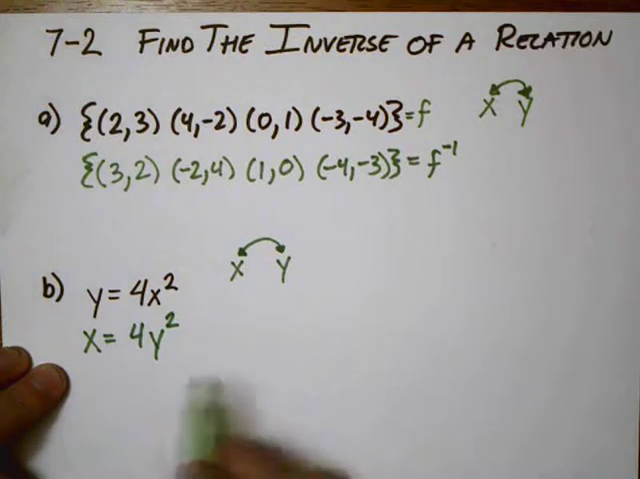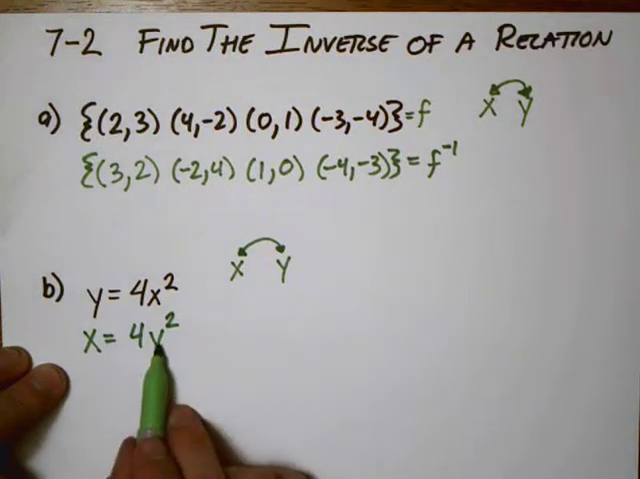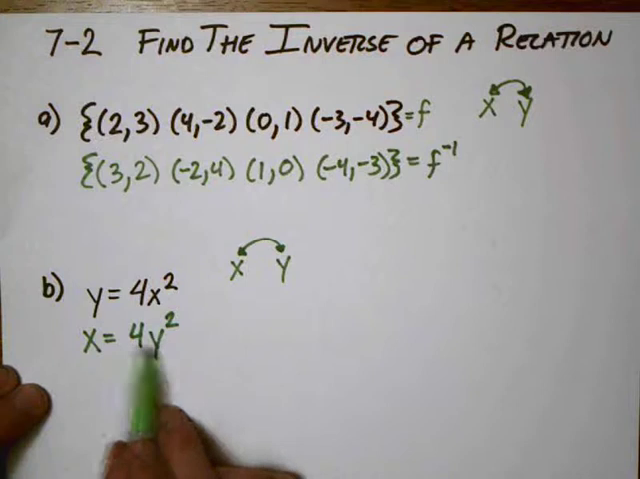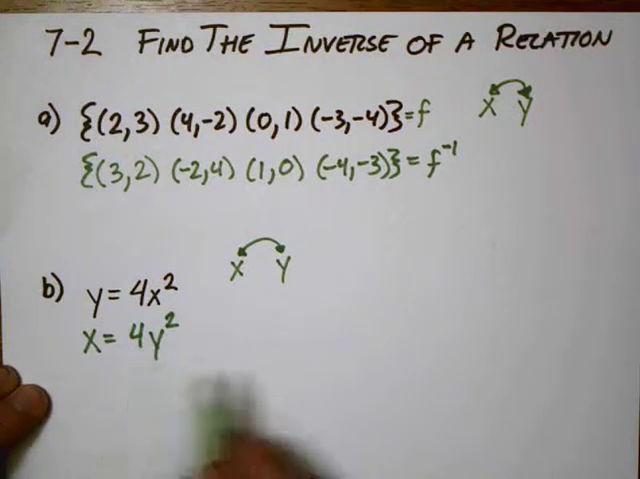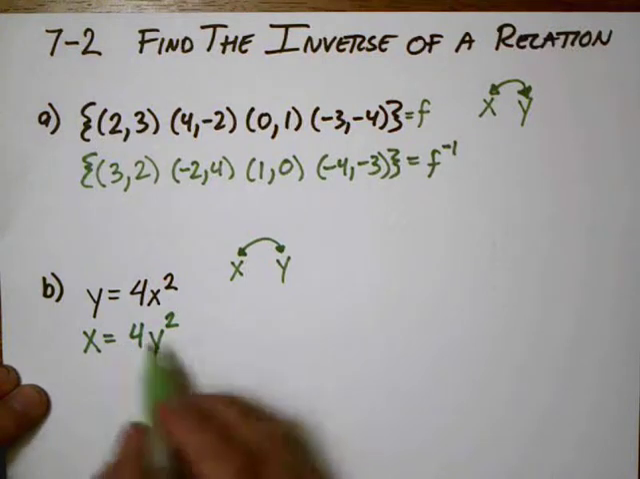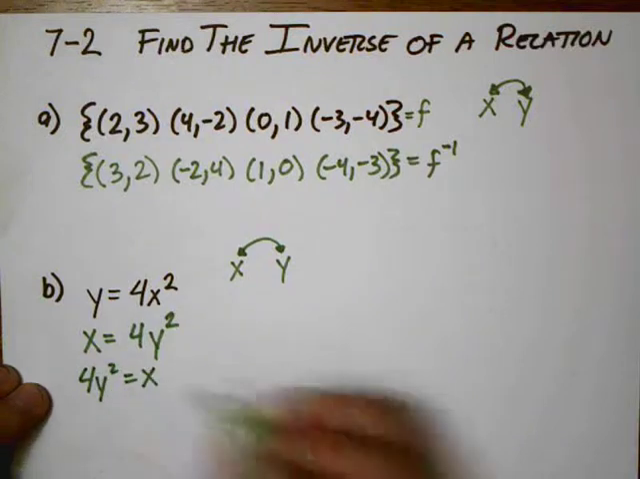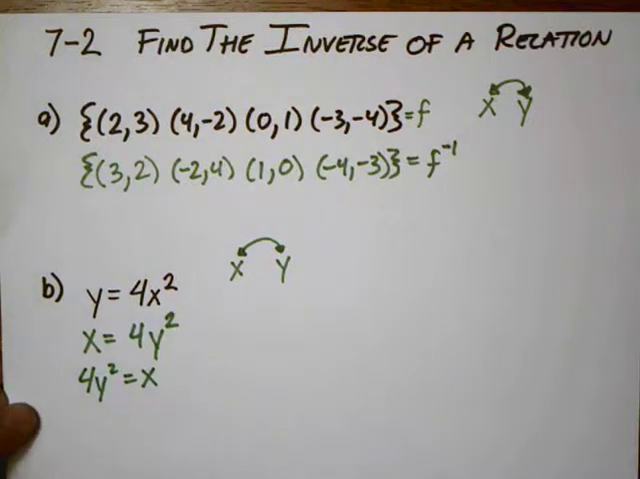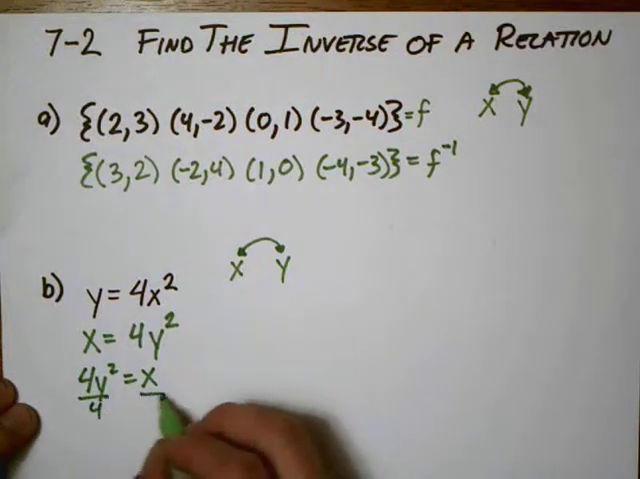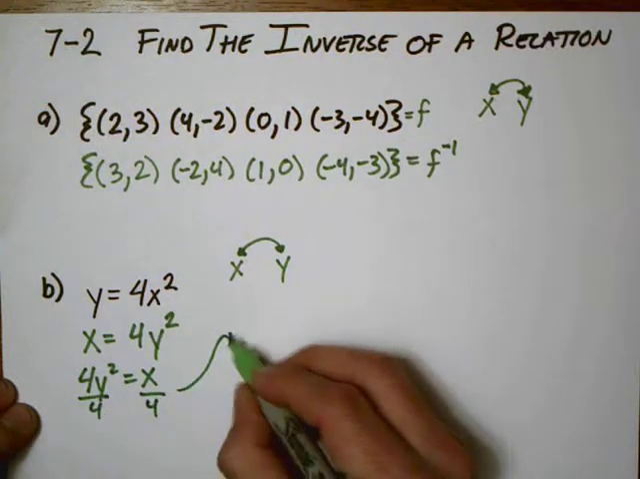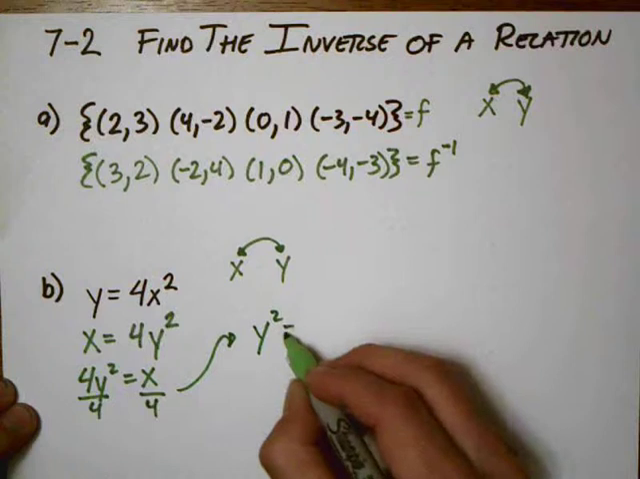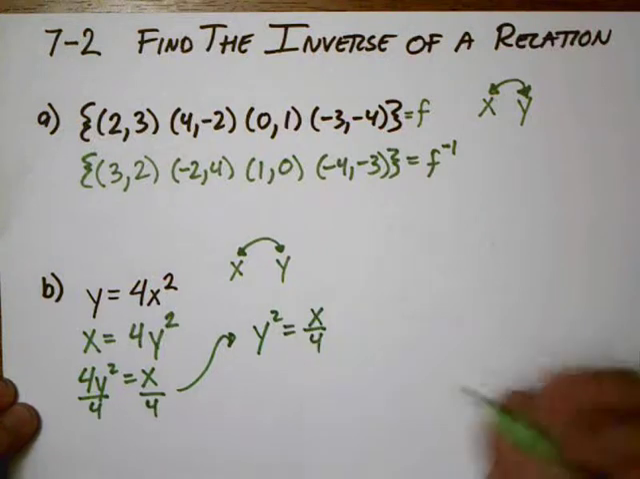4y squared. Well, we don't want x equals, we want to say y equals at the end, so we do have to do some solving. The first thing we can do is put both things on the other side. So let's move the 4y squared over here and the x over there. That way we have the y on the left. We can divide both sides by 4. That's going to give us y squared equals x over 4.